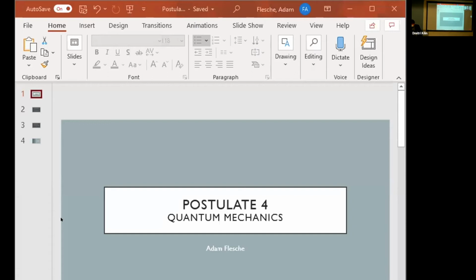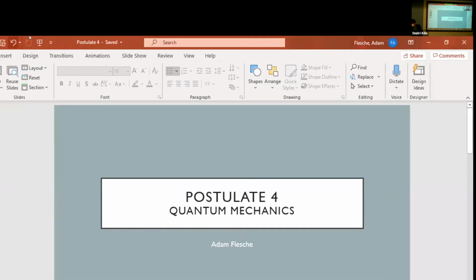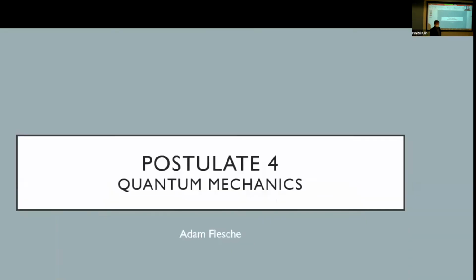So, sharing screen. Everyone sees Adam well in the class? Okay, floor is yours. We are ready to listen. Okay, well, I chose postulate 4, and it's got some pretty interesting utility when you're making measurements on particles and such.